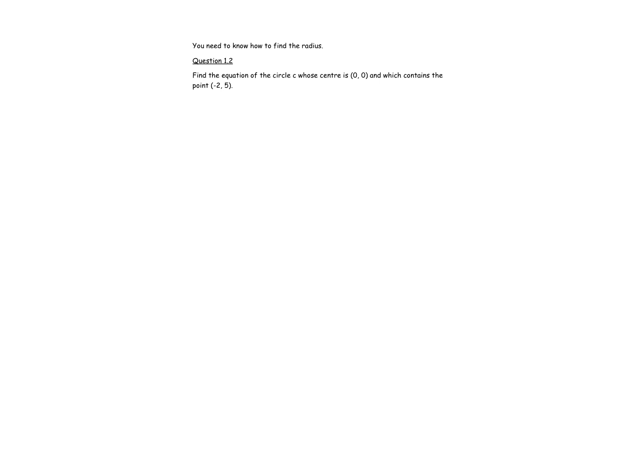We also need to be able to find the radius, and we can do this in question 1.2. It says, find the equation of the circle C whose centre is 0, 0 and which contains the point minus 2, 5. So a circle that has centre 0, 0 has an equation of x squared plus y squared is equal to r squared, where r is equal to the radius. If we draw the circle, it tells us that the centre is 0, 0 and we have the point minus 2, 5, which is on the circle. To fill out the equation, what we need is the radius, so the distance from the point on the circle to the centre of the circle. That would be what r stands for.